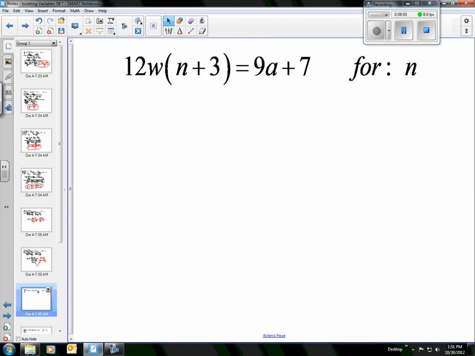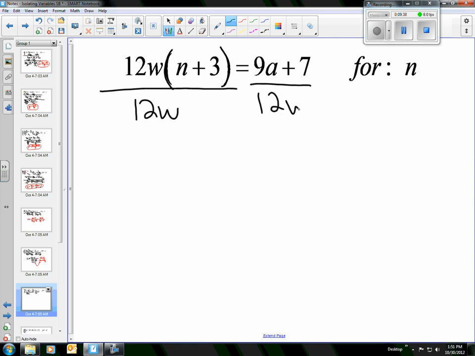And moving on, here we're solving for n. And n here is actually inside the grouping symbols. So we need to be able to undo first what is being done to the grouping symbols. So if here we're multiplying the grouping symbols by the 12w, then we need to divide by the 12w to undo that. So we have to work backward of the order of operations. So divide both sides by 12w, divide by 12w. And then we can say that n plus 3 equals 9a plus 7 divided by 12w.